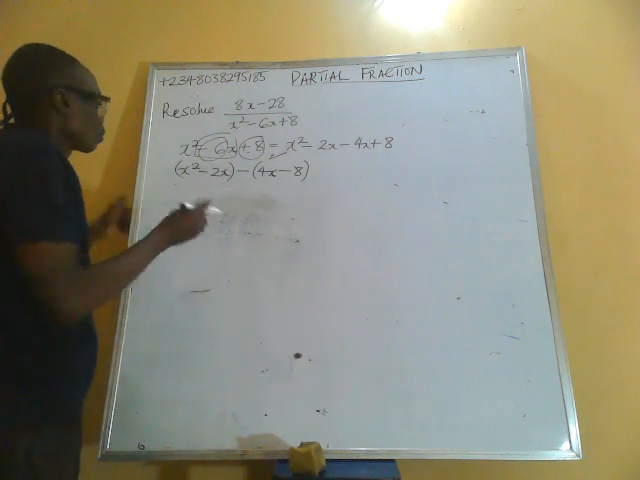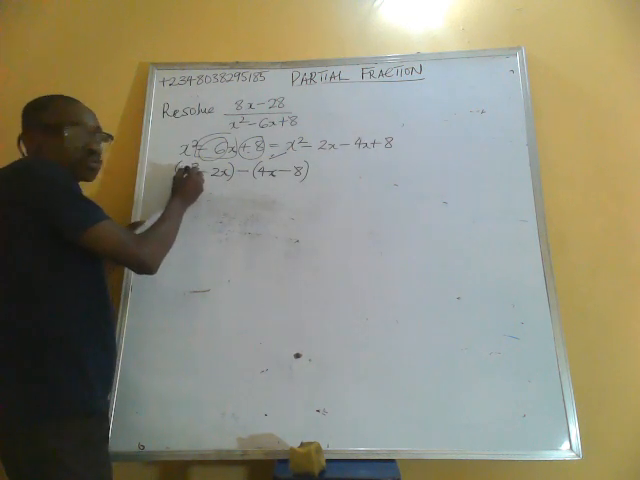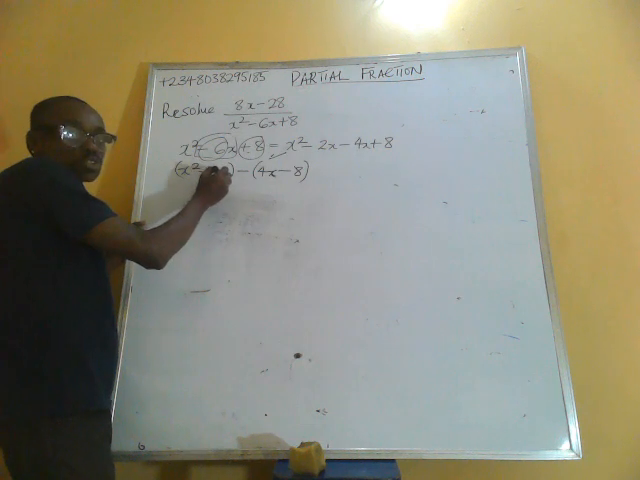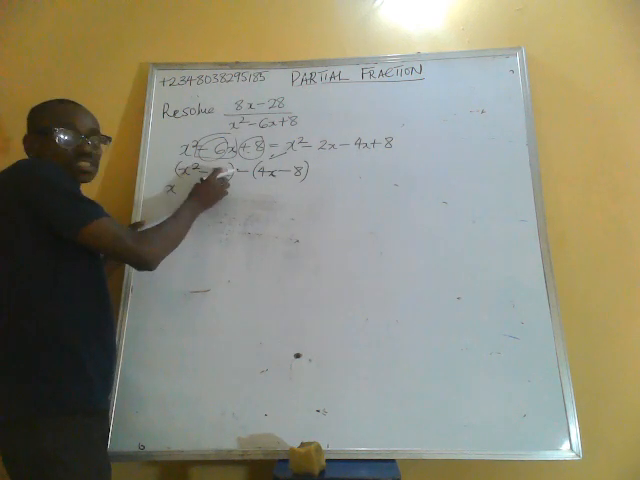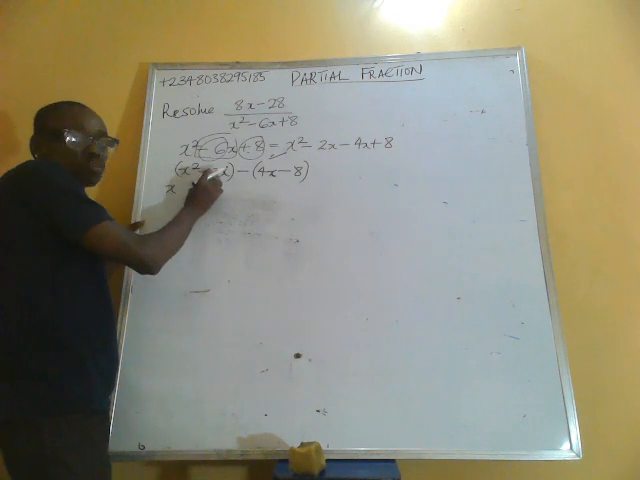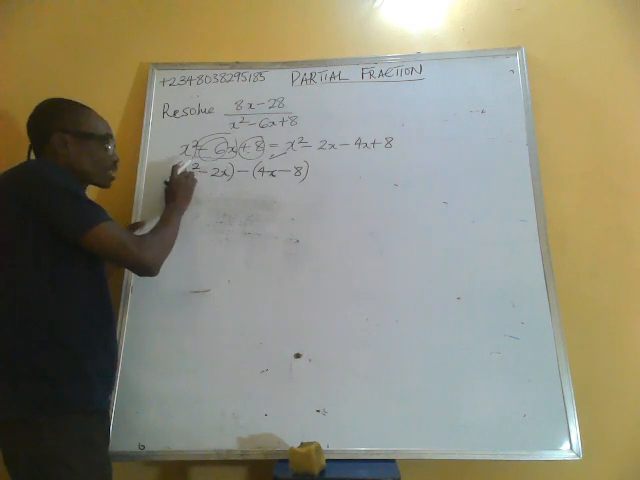So next, we have x squared and we have minus 2x. x is common to both: x is common to 2x, and x is common to x squared.